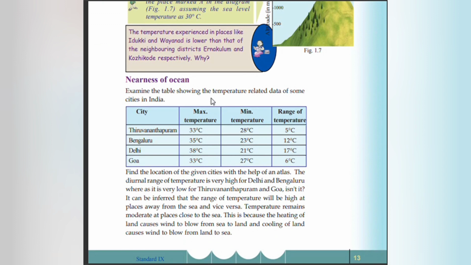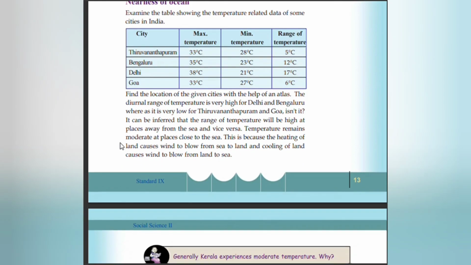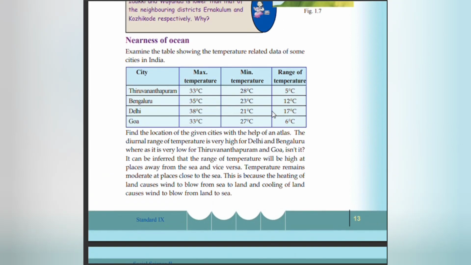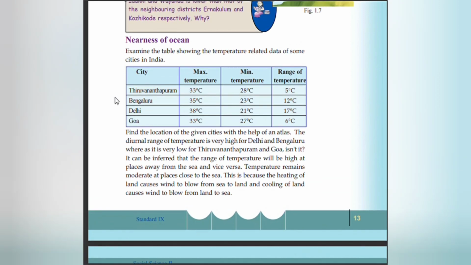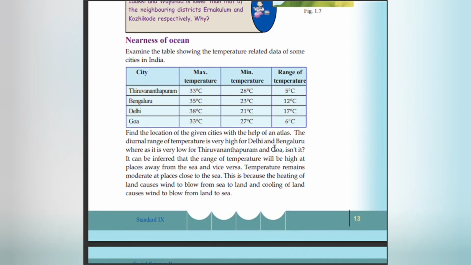Nearness of sea. Examine the table showing the temperature related data of some cities in India. City Tirunelveli: maximum temperature 33 degrees Celsius, minimum 28 degrees Celsius, range of temperature 5 degrees Celsius. Bengaluru: 35 degrees Celsius, minimum 23, difference is 12 degrees Celsius. Delhi: 38 maximum, minimum 21 degrees Celsius, range of temperature 17 degrees Celsius. Goa: 33 degrees Celsius, minimum 27 degrees Celsius, range of temperature is 6 degrees Celsius. Find the location of the given cities with the help of an atlas.